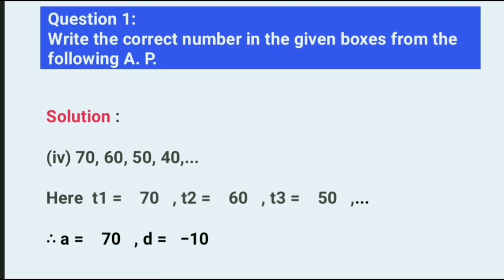Sub question 4. So given AP is 70, 60, 50, 40 and so on. So T1 is equal to 70, T2 is equal to 60, T3 is equal to 50. Therefore A is equal to 70 and D is equal to -10.